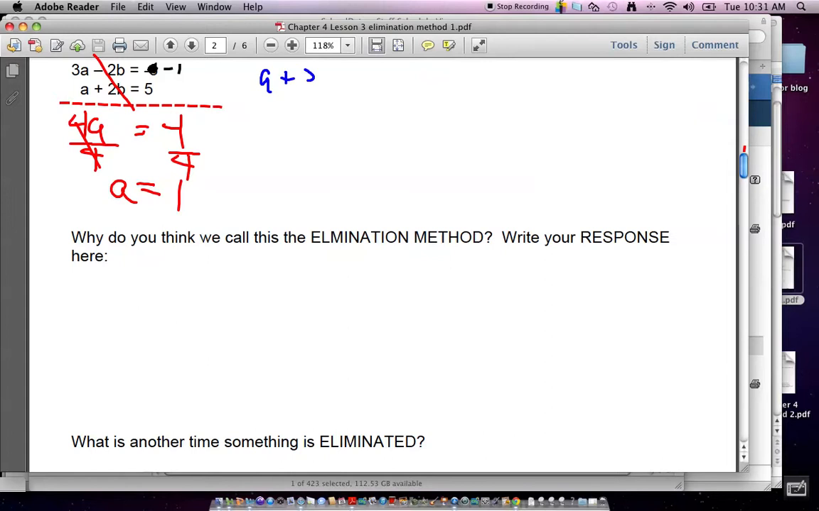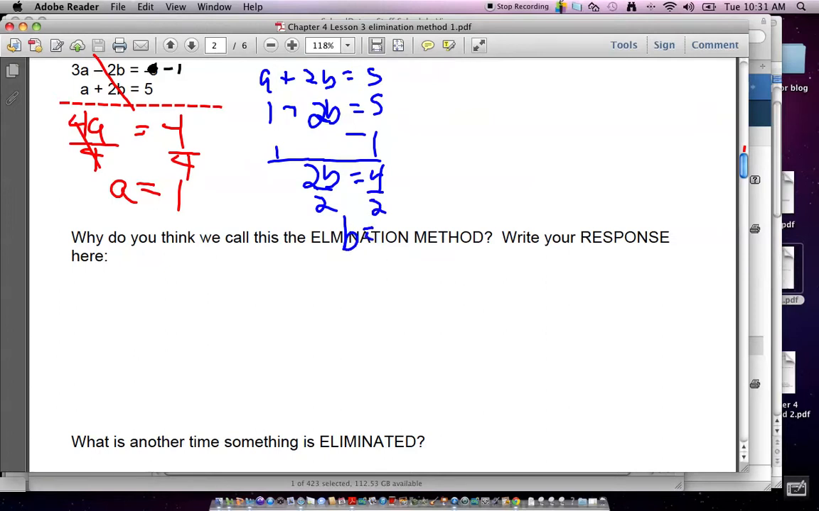So A plus 2B is 5. 1 plus 2B is 5. So minus the 1. 2B is 4. Divide by 2. What does B work out to be? What's 4 divided by 2, everybody? 2. Excellent. Now, we can check this too. The way we check is we write both equations: 3A minus 2B is negative 1, and A plus 2B is 5. Go ahead, check them.